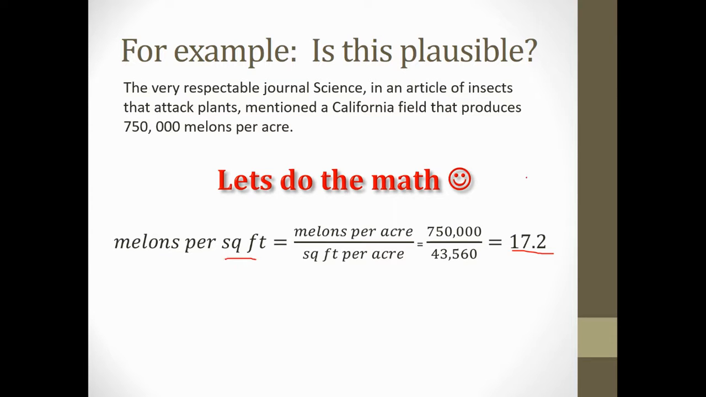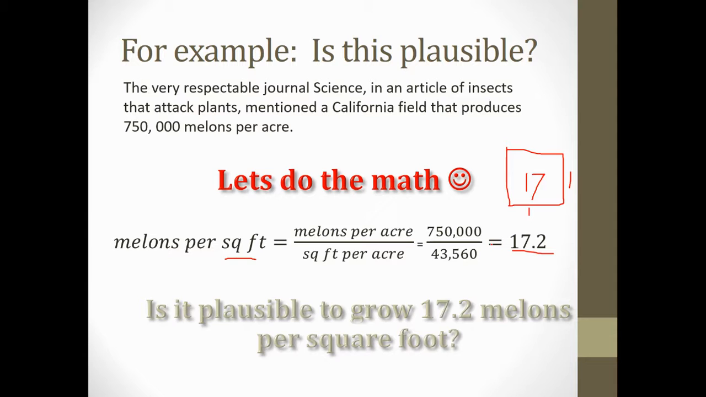Okay, so a square foot is about the size of your desk at school. There's 1 foot here and 1 foot here. Can I fit 17 melons on the top of your desk at school? Okay, is that plausible, to grow 17 melons in the space of a desk? Well, no, that's not possible. So I have to be really careful of what information I'm seeing and what information is actually true. That was actually a typo in the journal. They had to go back and fix that.